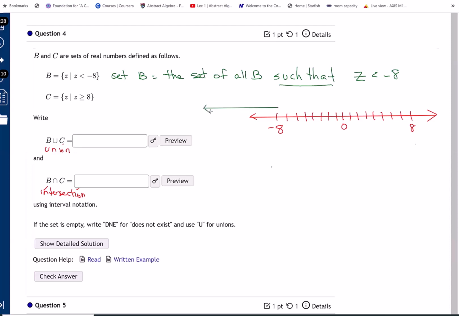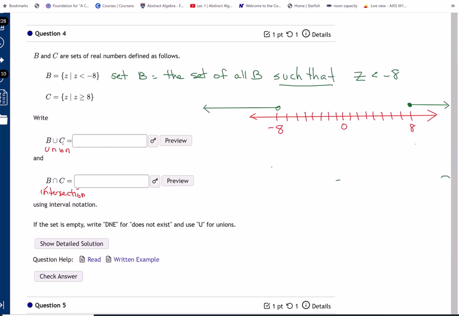And since it's less than, I have an open circle. Now I have the same thing, only z is greater than or equal. I have a closed circle here for 8. And then I have a line. And since it's greater than, it's going to go to the right. That is the graph of these two sets on one number line.